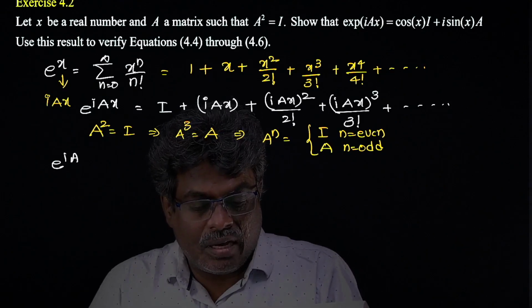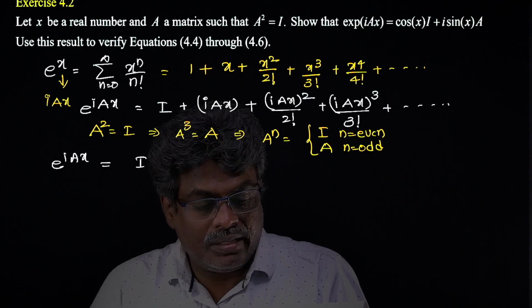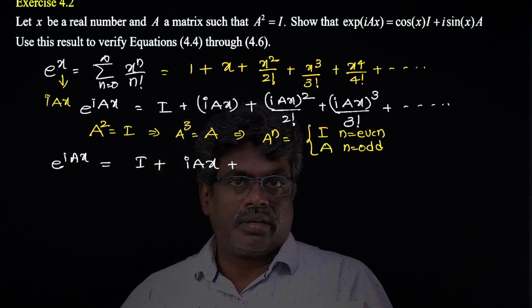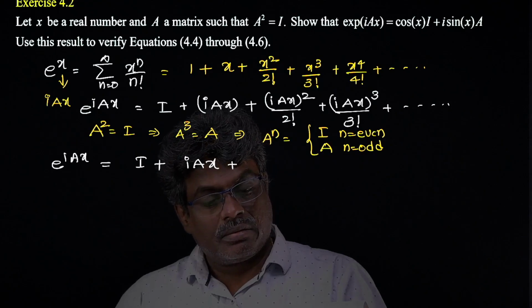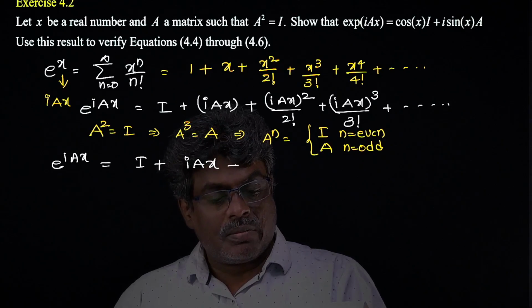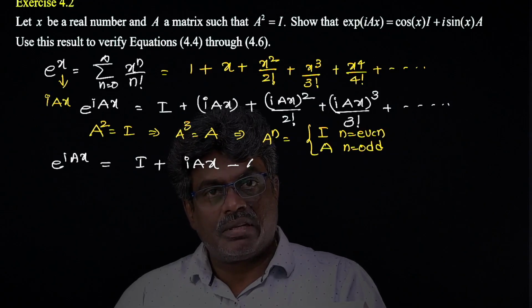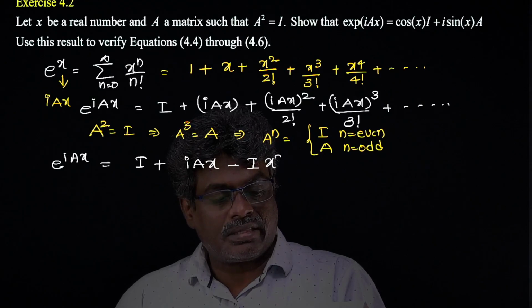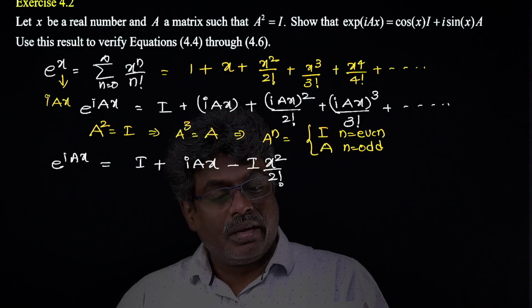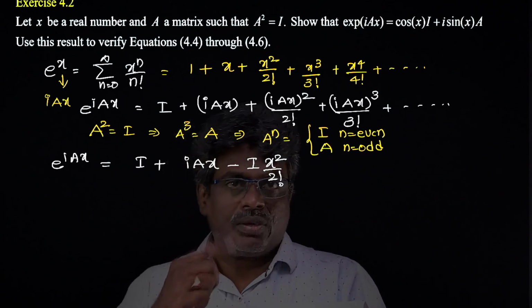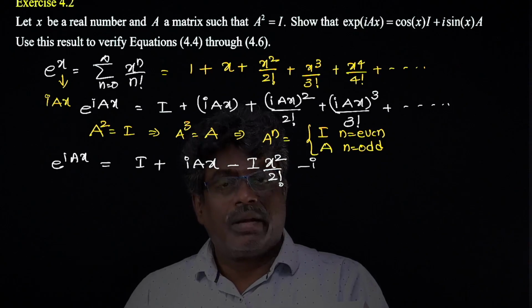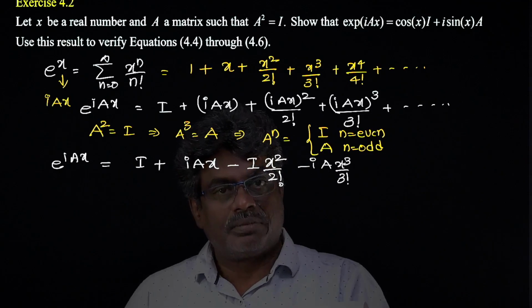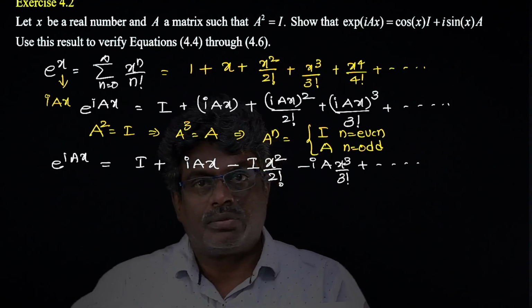So e raised to iax equals identity plus iax. Next one, i square, which is nothing but minus 1. So minus A square is nothing but minus I, identity, times x square by 2 factorial. Next term, i cube is there, so i cube is minus i, and A cube, which is nothing but A, times x cube by 3 factorial. If you want, you can write another two terms.